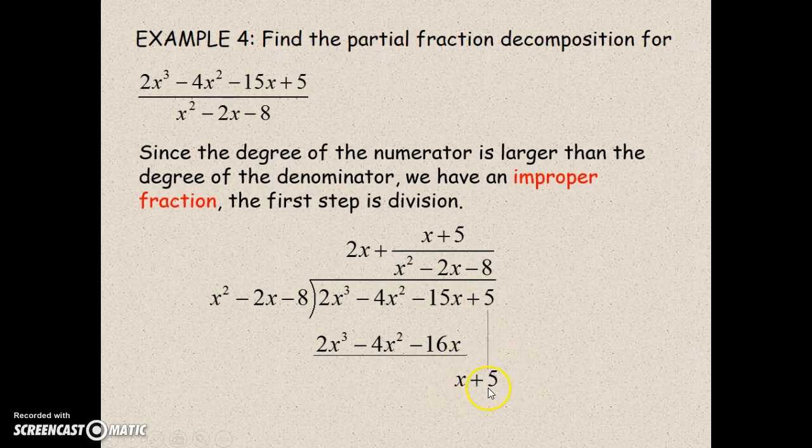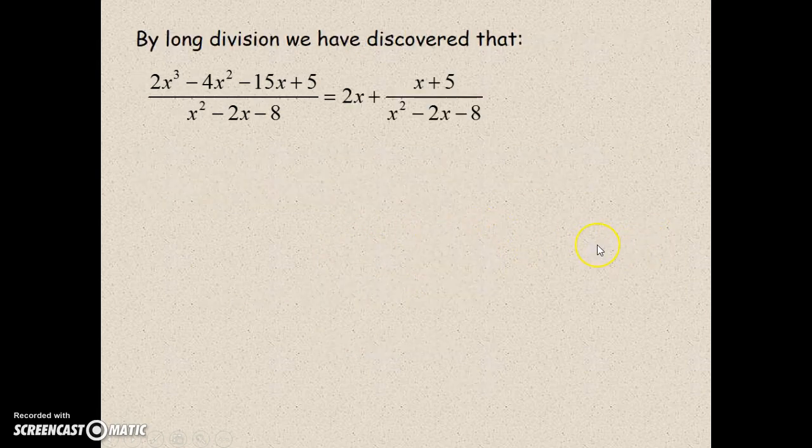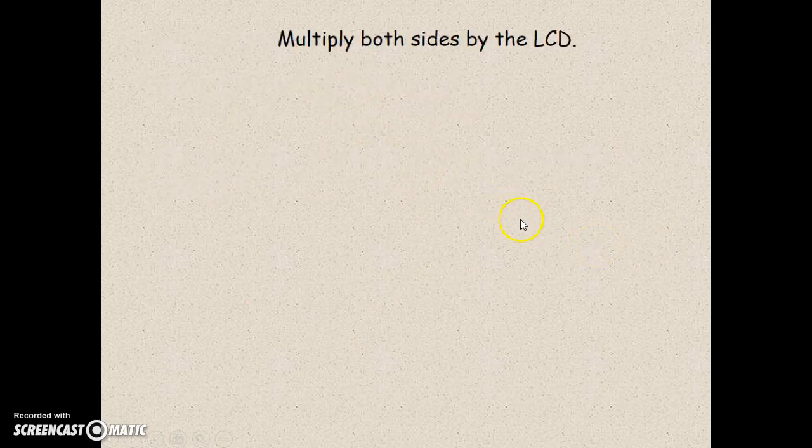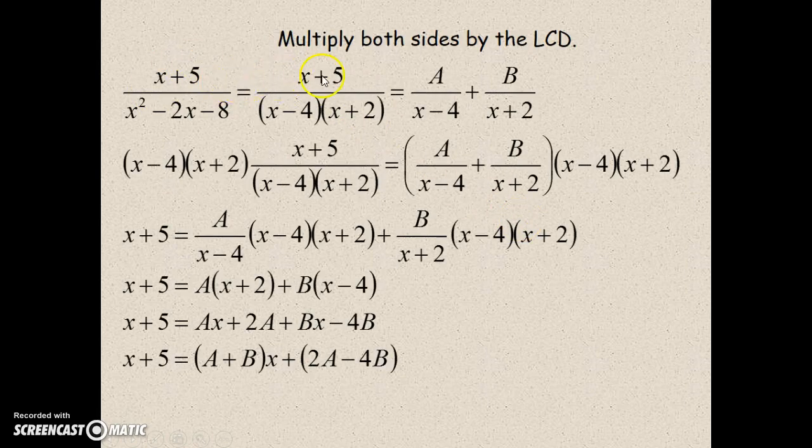Whatever our remainder is, we put it over our divisor. And so now we have a polynomial term and we have a rational term, but it is proper. The highest degree in the numerator is smaller than the highest degree in the denominator. So if we want to find the original terms that were added together to give us this fraction, one of those terms was 2x. Now we need to decompose this fraction to find out what the other terms were. So we're just going to concentrate on the fraction because we know 2x is still going to be one of the terms. So we do the same process that we did.